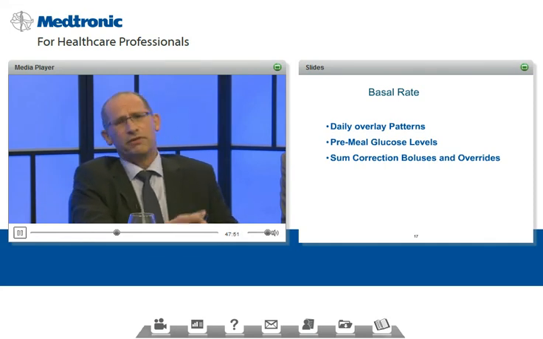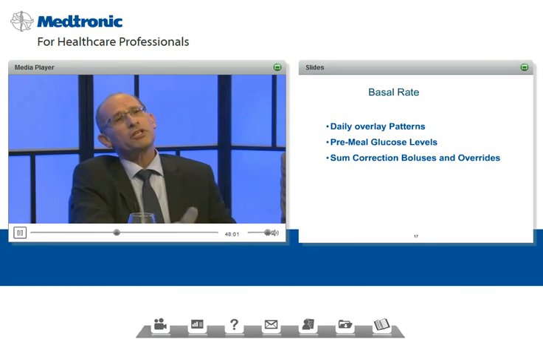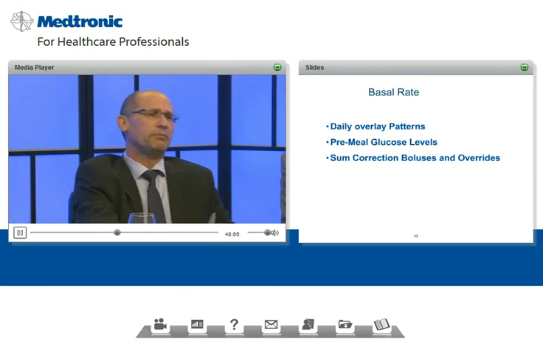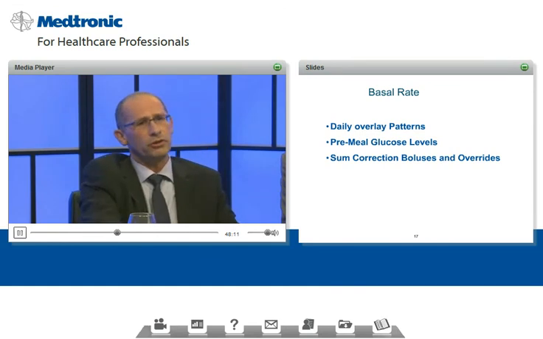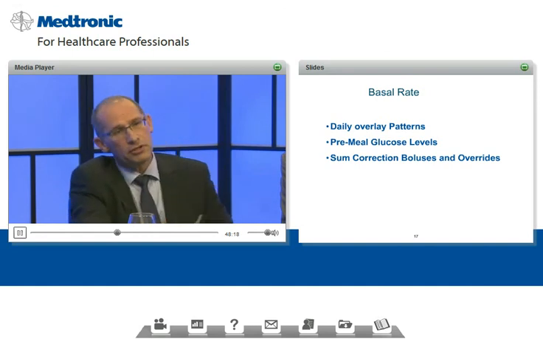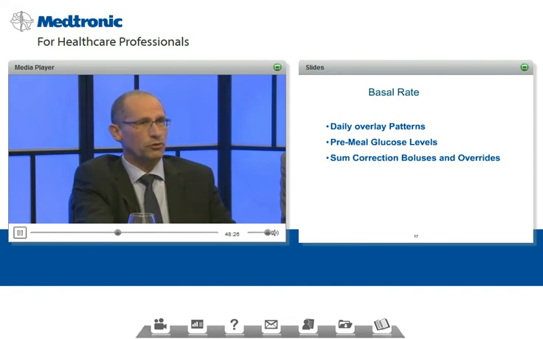The daily overlay pattern is very simple. You just look at the overlay, and we'll see it in a moment, and you'll find out where the areas of concern are. But the pre-meal glucose is very interesting, because in the past, in order to check the basal rate, we would suggest that patients do what is called meal skipping. Stop, don't eat the meal at breakfast, and just follow your blood glucose throughout the day. If your blood glucose level is going high, that means the basal rate is too low, and the opposite. If during a skipped meal the blood glucose is decreasing, that means the basal rate is too high, and you have to change it accordingly.